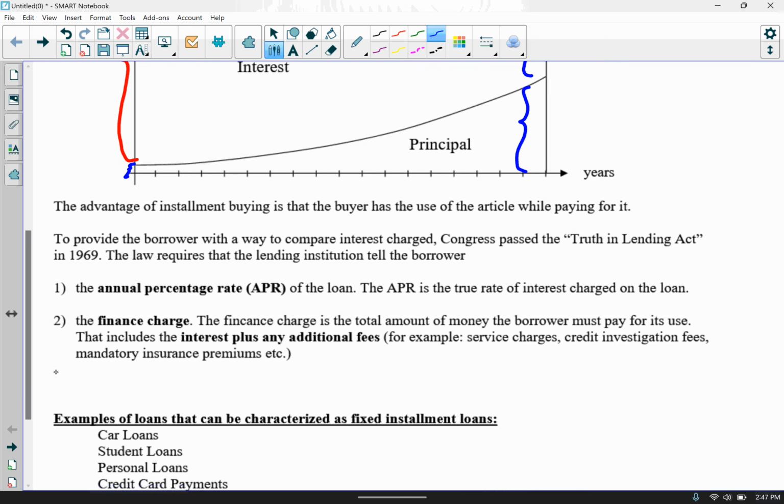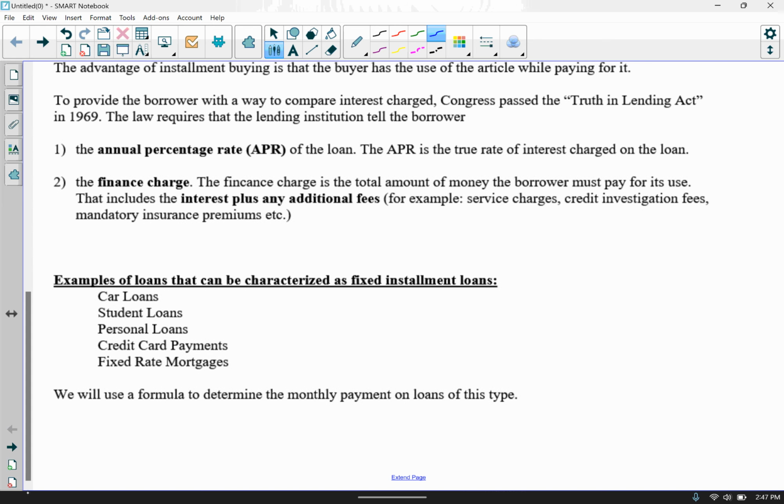In 1969, Congress passed what was referred to as the Truth in Lending Act, and that required institutions to clearly tell you what your annual percentage rate is on your loan, as well as the finance charge, and any additional fees that might be charged in relation to any type of loan that you take out. Some examples of loans that we'll be looking at in this section: car loans, student loans, personal loans, credit card payments, fixed rate mortgages.